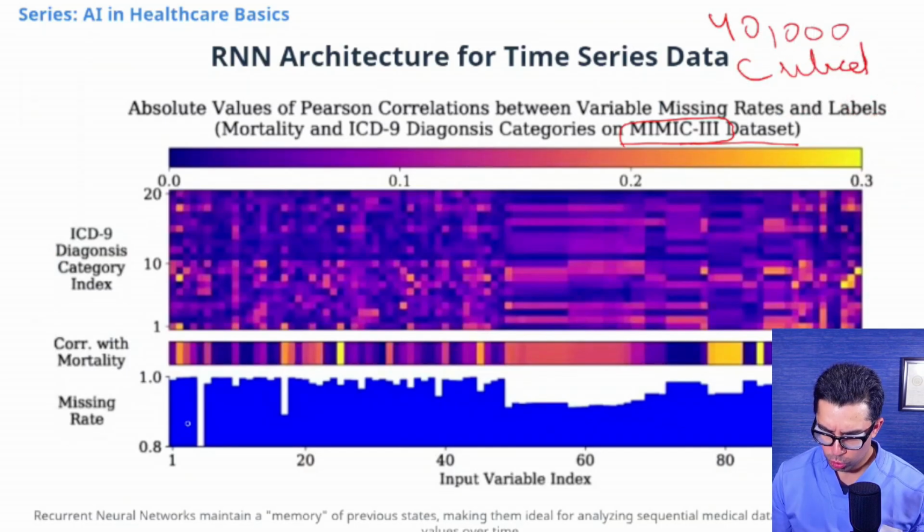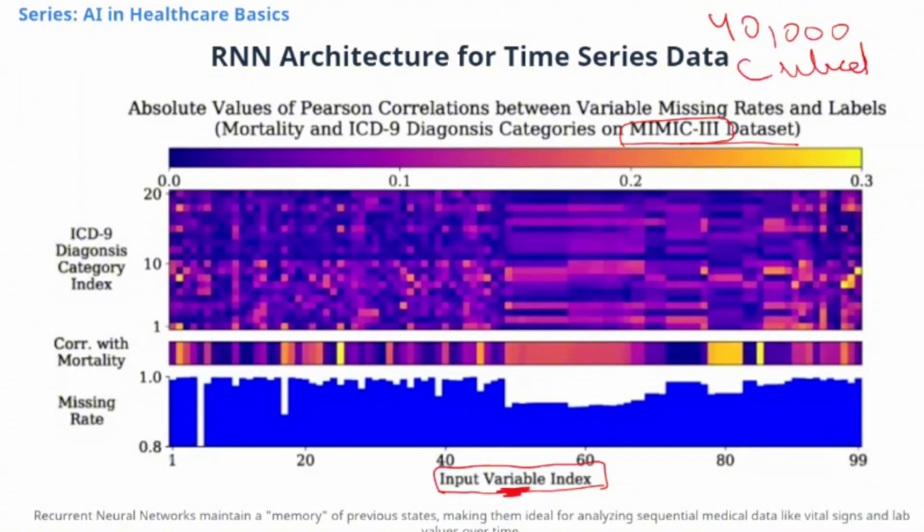All right, so what are you looking at over here? On the x-axis you have the input variable index. A variable is like a lab value, a vital sign, a physical examination finding. This gives you 99 different variables collected in the ICU, all types of data. And on the y-axis you have the ICD-10 diagnosis codes, and about 20 diagnoses are being represented here.